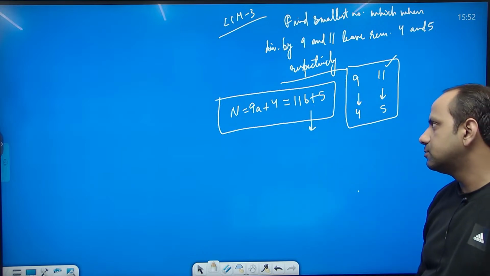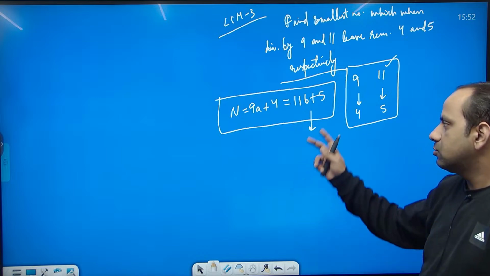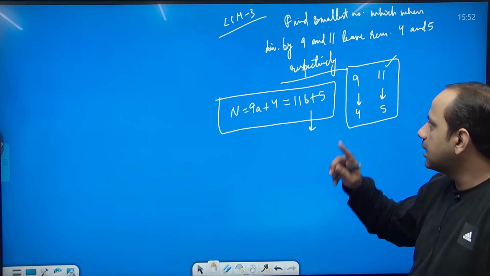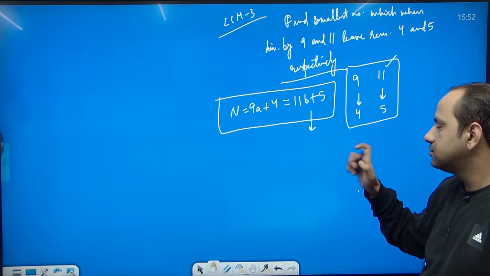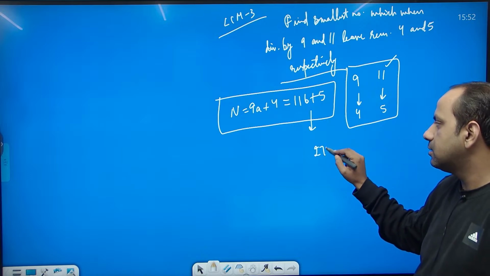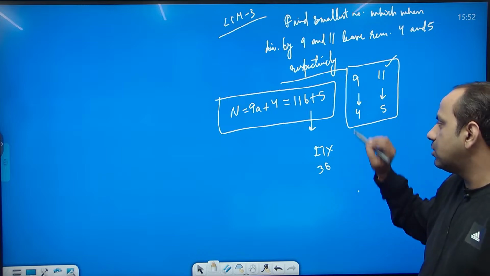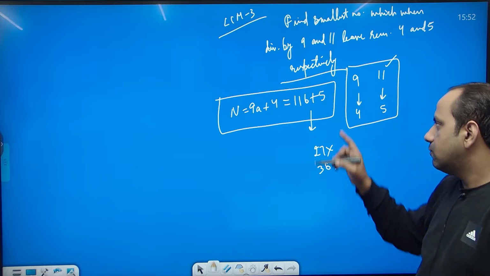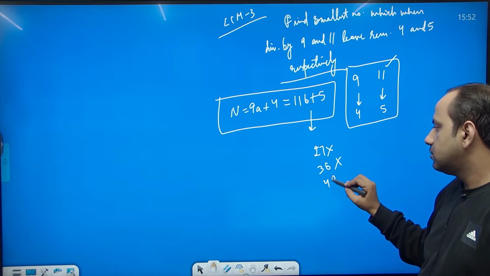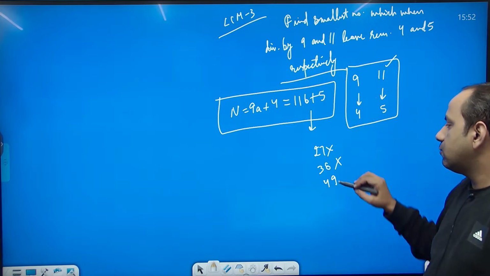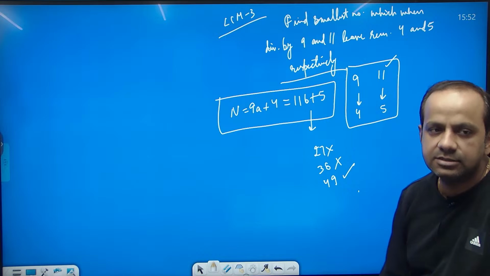b को 2 पुट करो, 27. 27 9 से डिवाइड होकर 4 रिमाइंडर दे रहा है, तो 27 भी सही नहीं है. 3 पुट करो, 38. क्या 38 9 से डिवाइड होकर 4 रिमाइंडर दे रहा है? 4 पुट करो, 49 9 से डिवाइड होकर 4 रिमाइंडर दे रहा है, तो 49 इज करेक्ट आंसर.